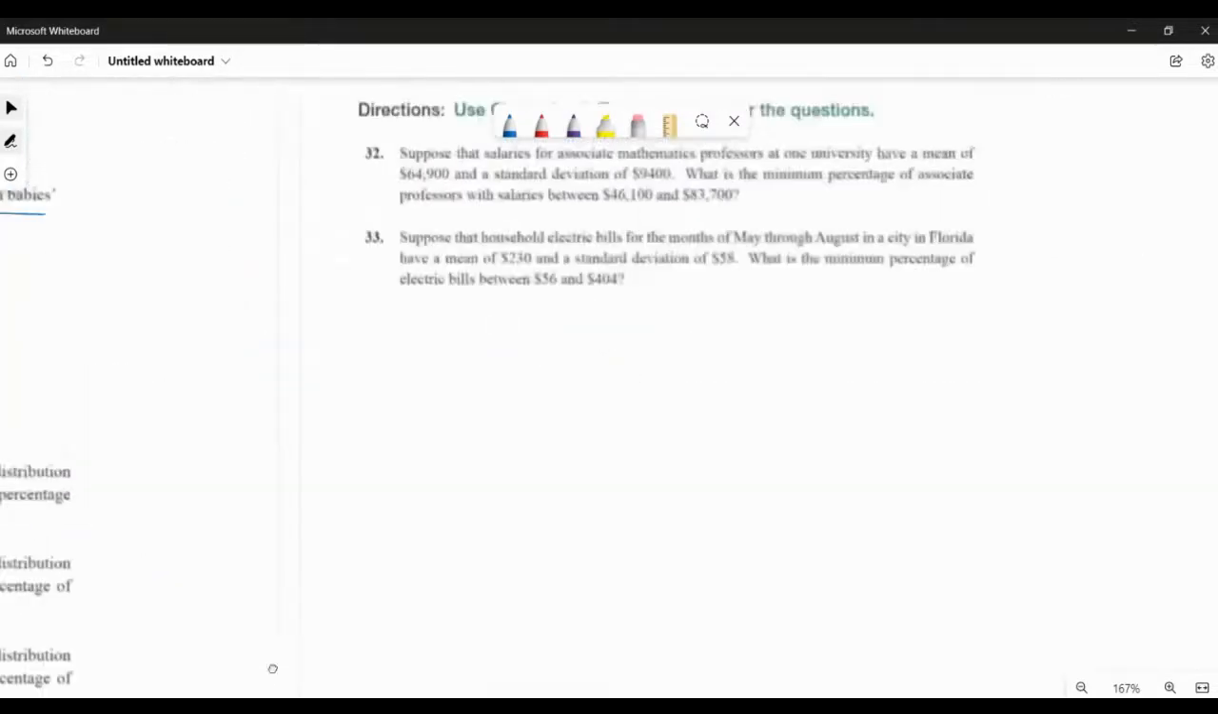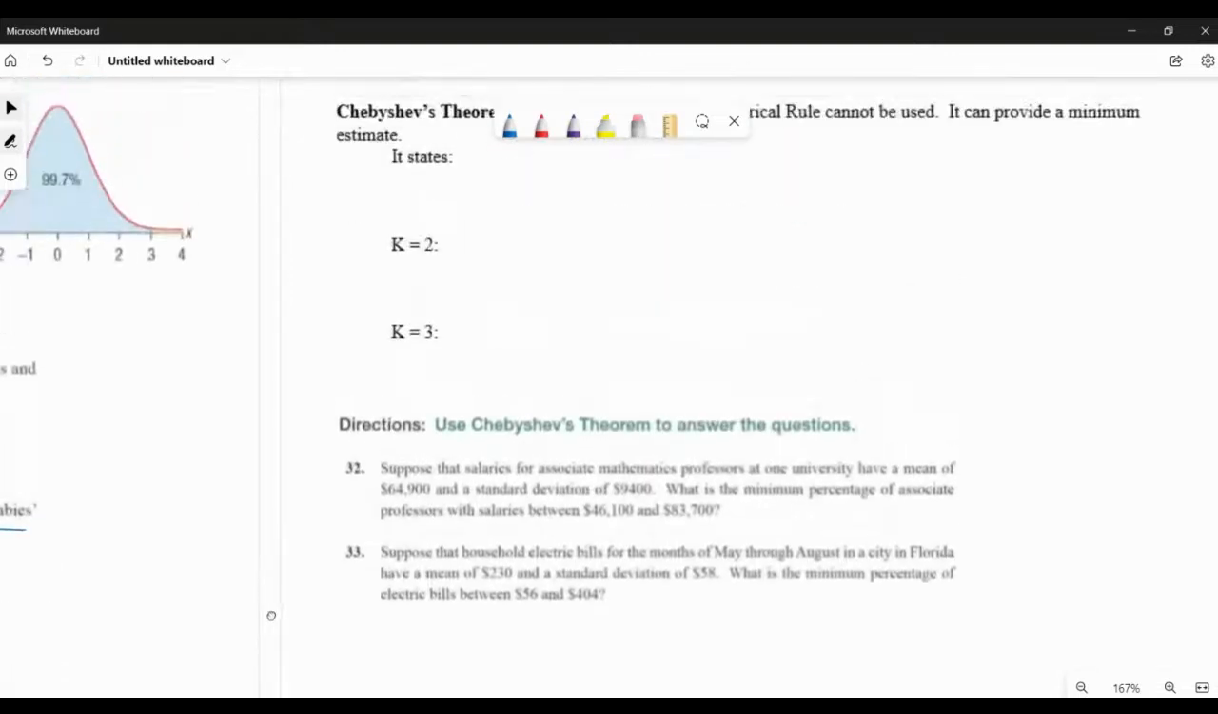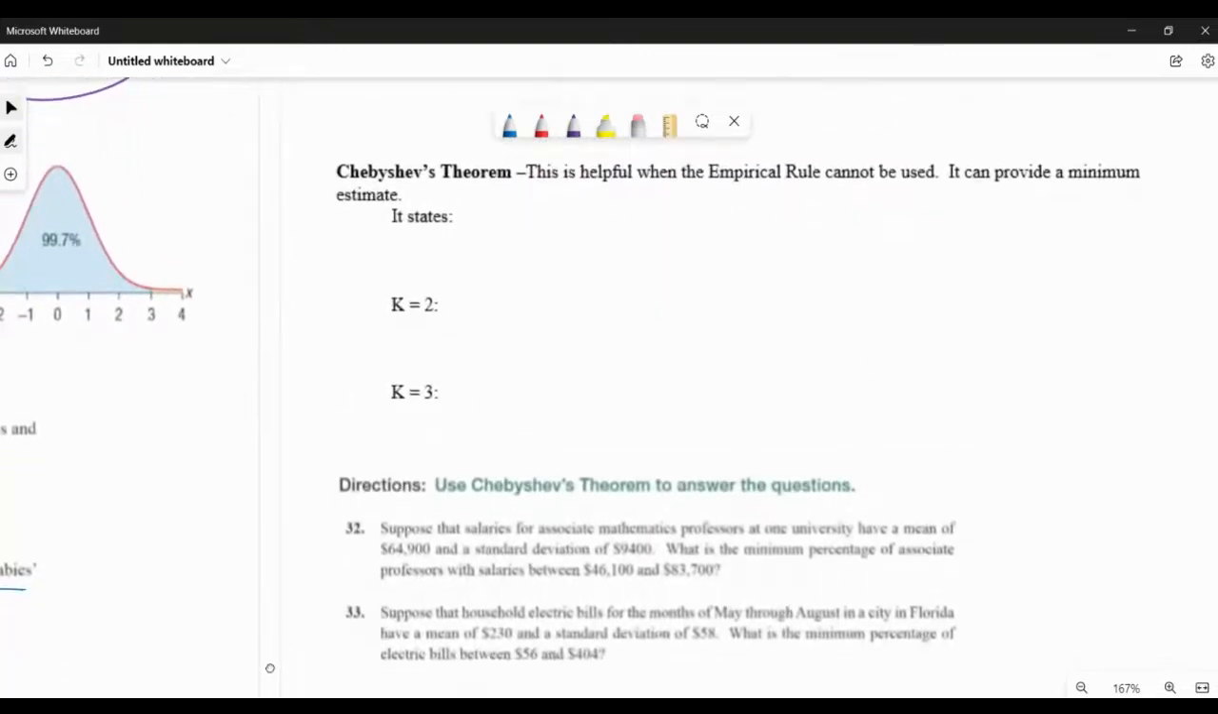Now let's look and see what we have for Chebyshev's theorem. Now this guy sounds tougher than it actually is. First of all, our theorem states 1 minus 1 over k squared. So if k is 2, we're going to do 1 minus 1 over 2 squared. That's 1 minus 1/4. That's 3/4. Written as a decimal, 0.75, written as a percentage, 75%.